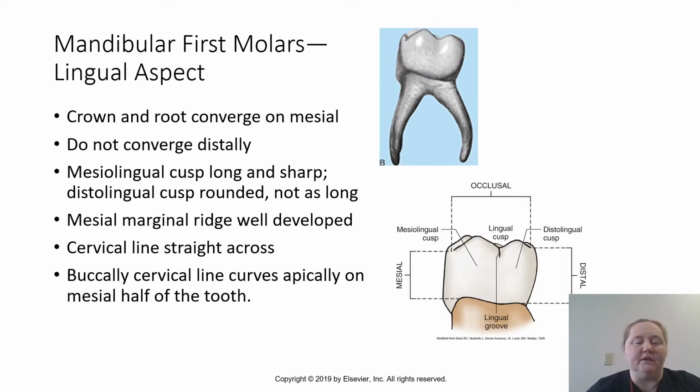All right, from the lingual aspect, the crown and root converge on the mesial. They do not converge distally. The mesial lingual cusp is long and sharp. Okay, so you can see that right here. The marginal ridge is well developed, and the cervical line is straight across. Okay, and the buccal cervical line curves apically at the mesial half of the tooth.